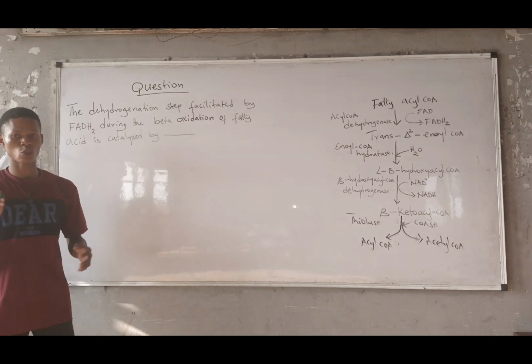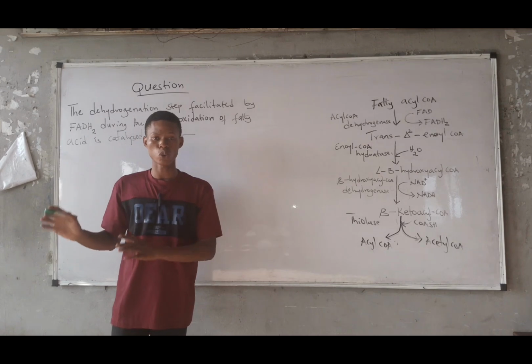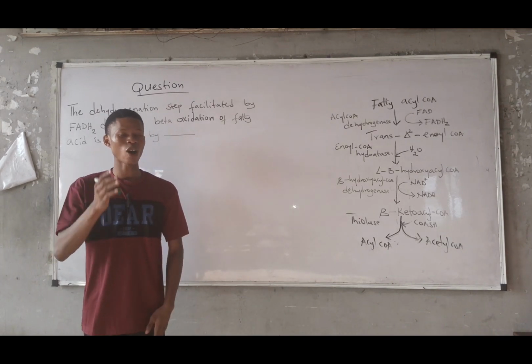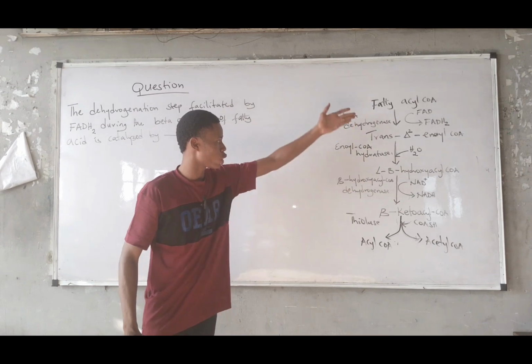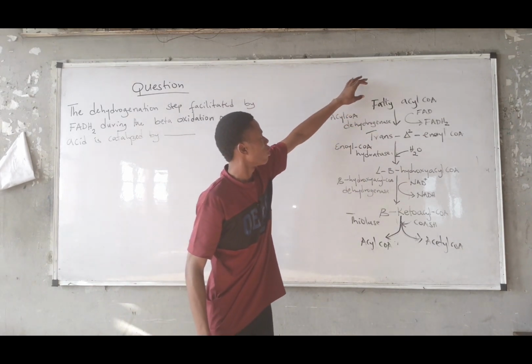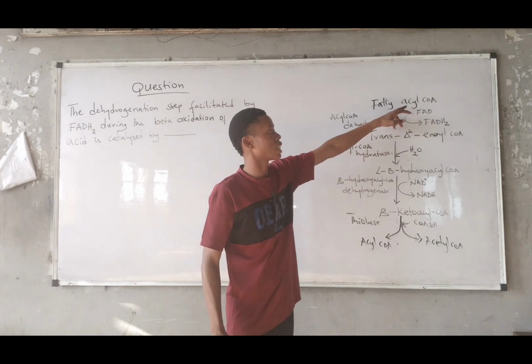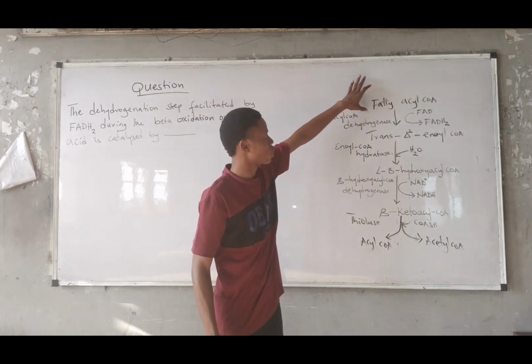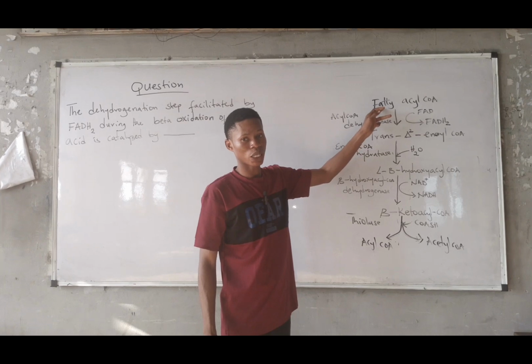When fatty acid is broken down, the end product is acetyl-CoA. Now, how do we break down fatty acid? Let's use this pathway to elucidate that. Fatty acid is first activated to fatty acyl-CoA. So the first thing we're having here is fatty acyl-CoA. This is the activated form of the fatty acid.